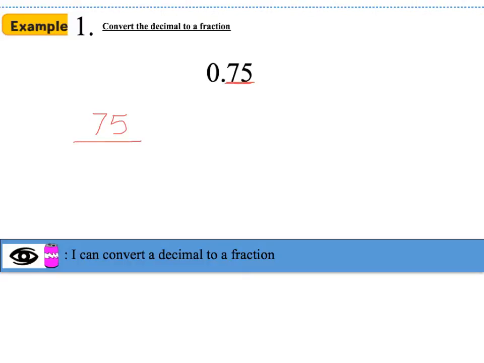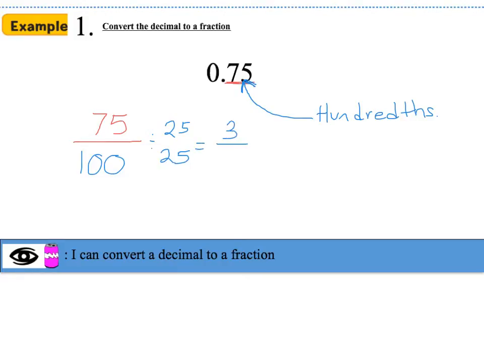Then I want to look at my place value itself. So the numbers behind the decimal are in the place value of the hundredths. You can refer to that chart on our key concept sheet. It's in the hundredths spot, so the 100 will be my denominator. Now I need to make sure I reduce, so let's divide the top and bottom by 25. The top becomes 3, and the bottom becomes 4. So all I did was convert my decimal into a fraction. We know that 3/4 is equal to 75 hundredths.